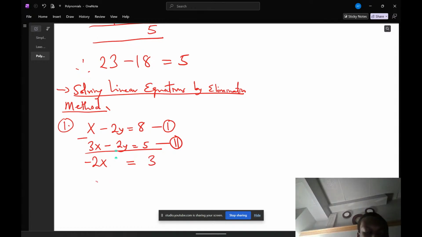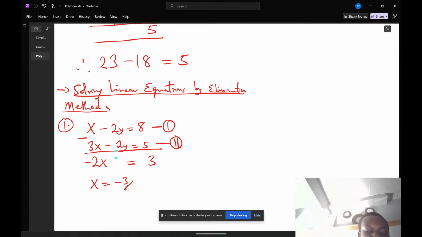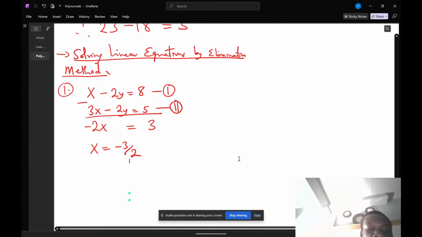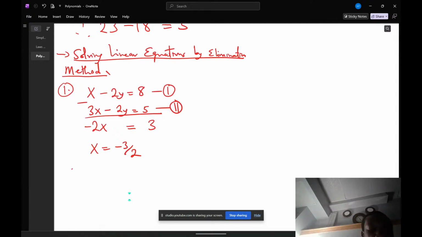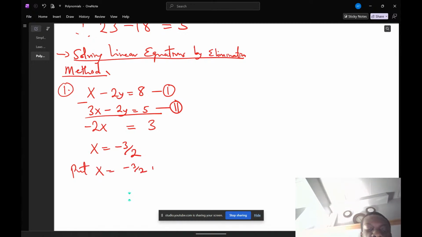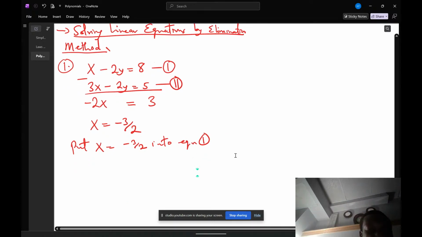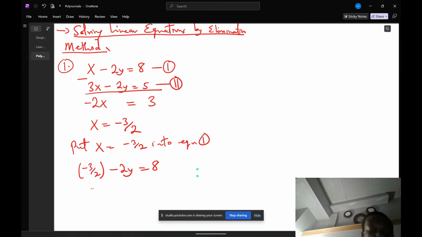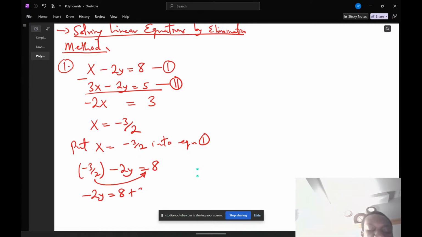Okay, so that will be x is equals to minus 3 over 2. For us to get y, we can put x is equals to minus 3 over 2 into equation 1. Equation 1 is x minus 2y equals to 8. So that will be minus 3 over 2 minus 2y is equals to 8. We can bring 3 over 2 to the other side. If we bring it to the other side, it becomes positive. So we have minus 2y is equals to 8 plus 3 over 2.